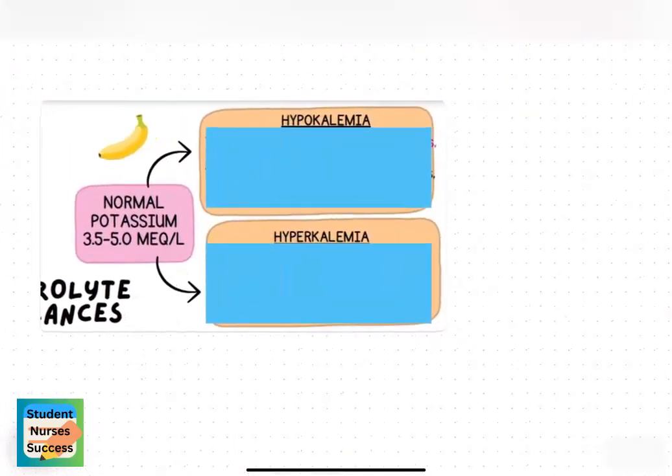Let's talk about potassium. Potassium primarily resides inside the cell. It plays a major role in muscle contraction and nerve impulse transmission. It also plays a big role in EKG rhythms of the heart. Therefore, either hypo or hyperkalemia can both result in arrhythmias.